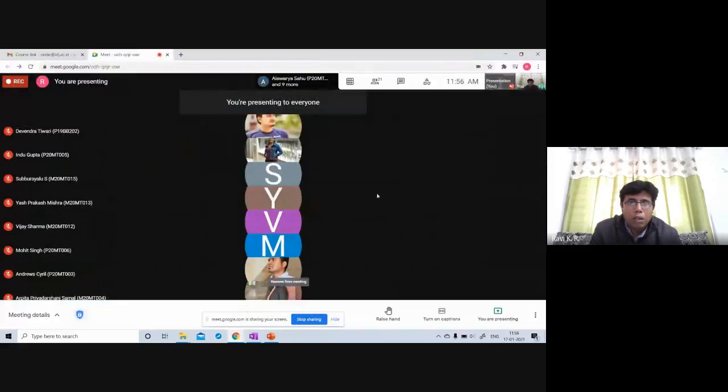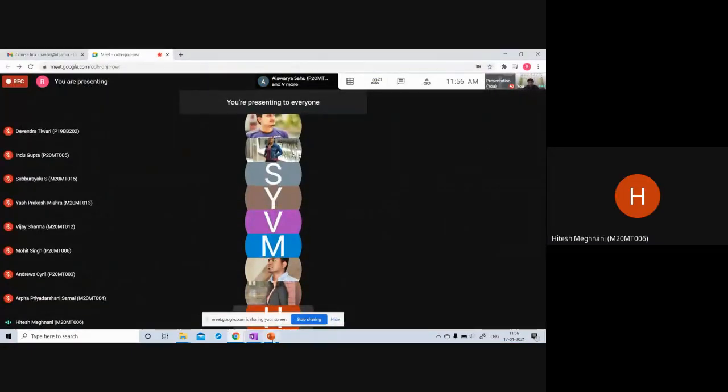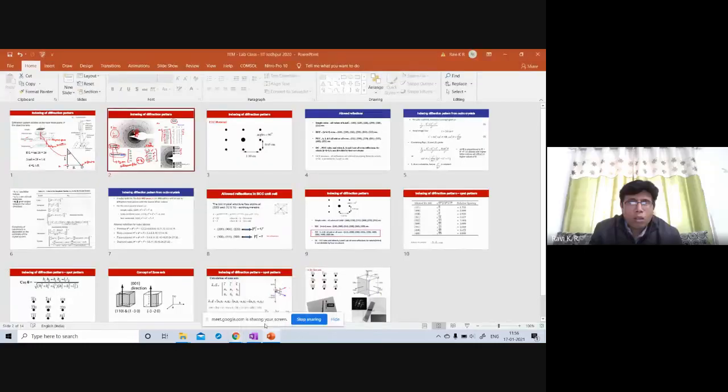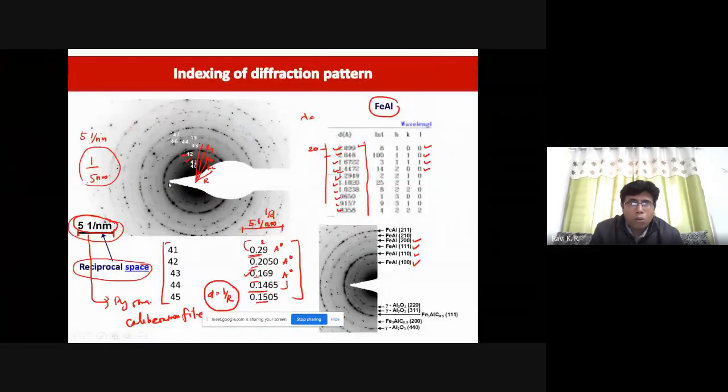Sir, is the value 0.29 the D value or the R value? No, that is actually the D value. You get the R value, you inverse it, and automatically you will get the D value. What you measure here is basically the R value. Whatever you see, this scale is actually in R value. So this is R1. Now you measure R1. D is basically 1 by R.